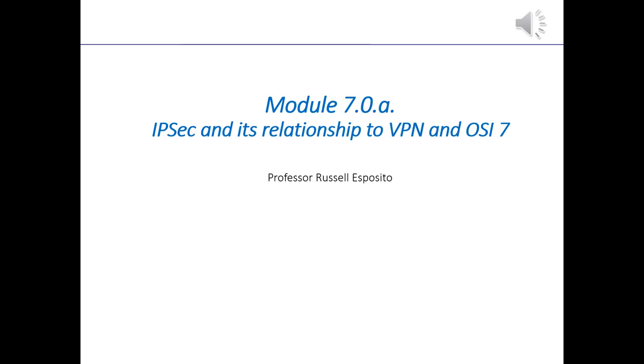In this module, we'll look at IPsec, which is a security protocol, and its relationship to VPNs and the OSI level 7 framework we looked at in an earlier module.